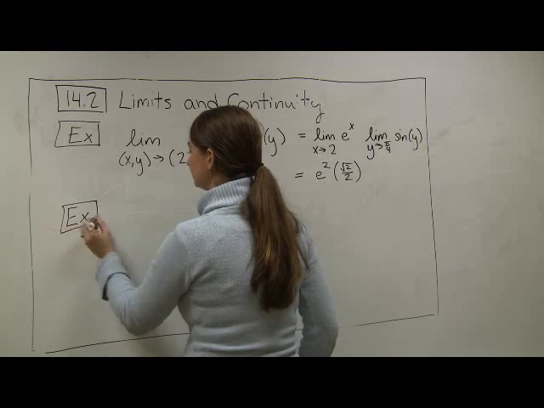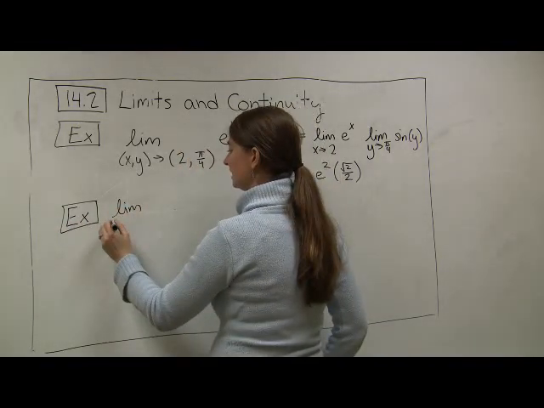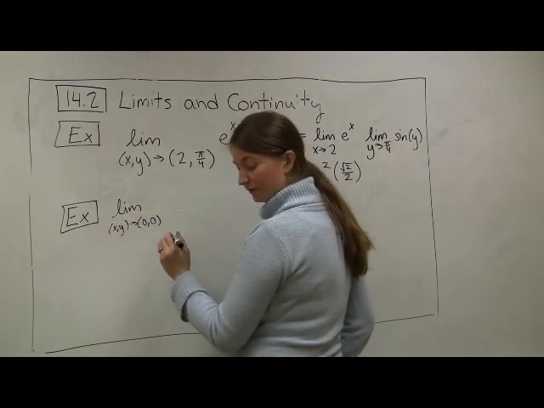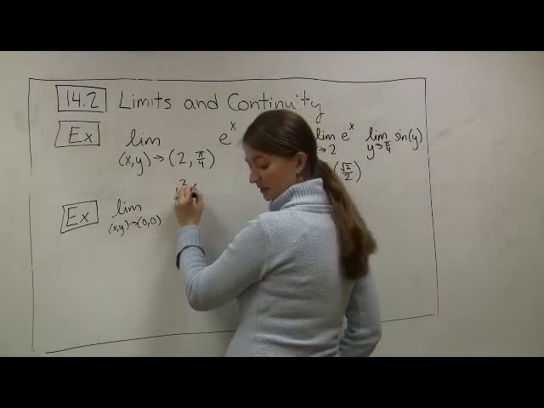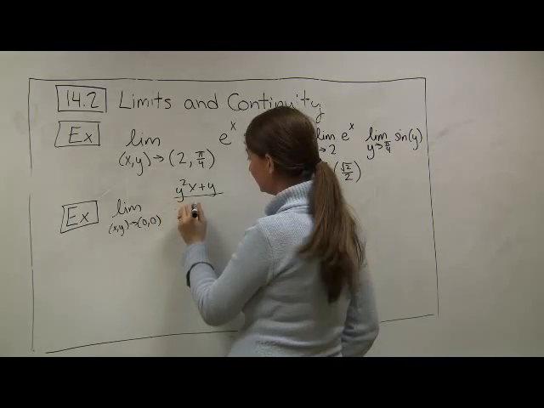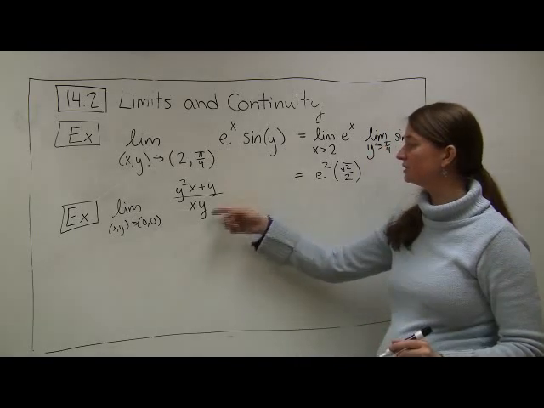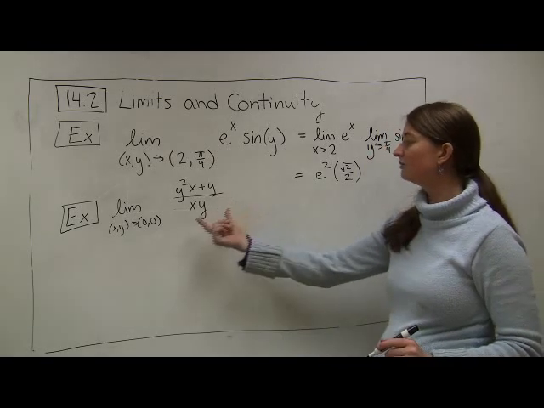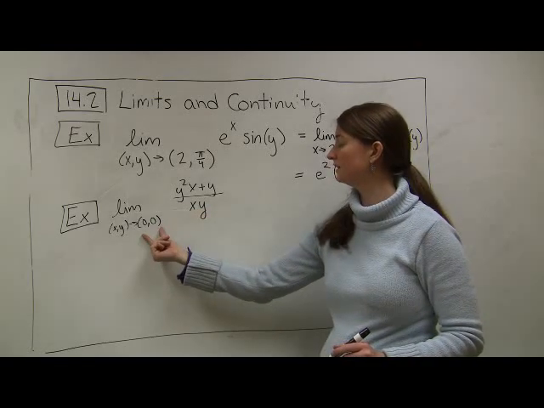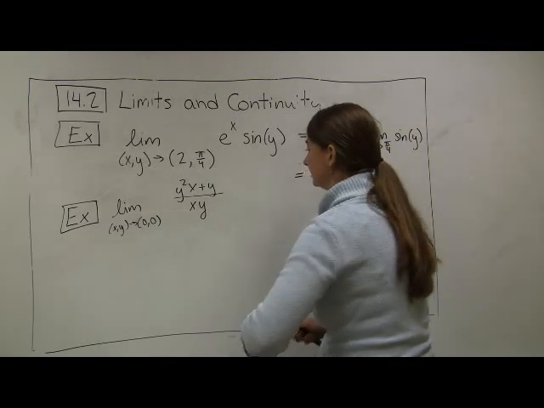A more complicated example might be something like finding the limit as (x, y) approaches (0, 0) of the function (y squared x plus y) divided by xy. Again, this is the quotient of continuous functions. However, we see that the denominator function is equal to 0. So if I do try to evaluate this by direct substitution, here I'll write this first attempt in green.